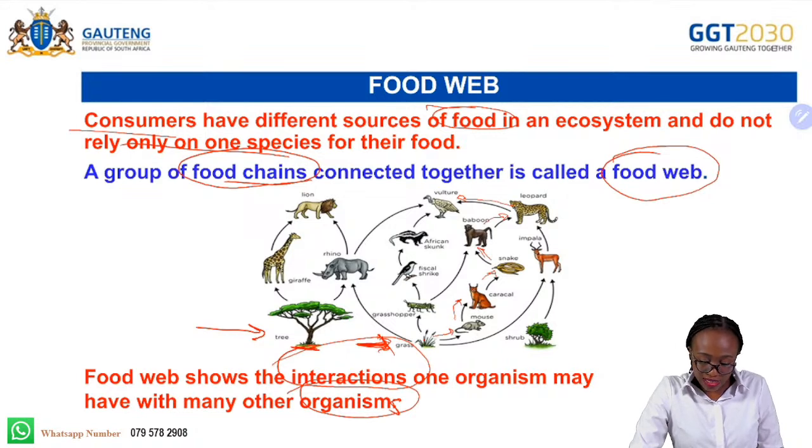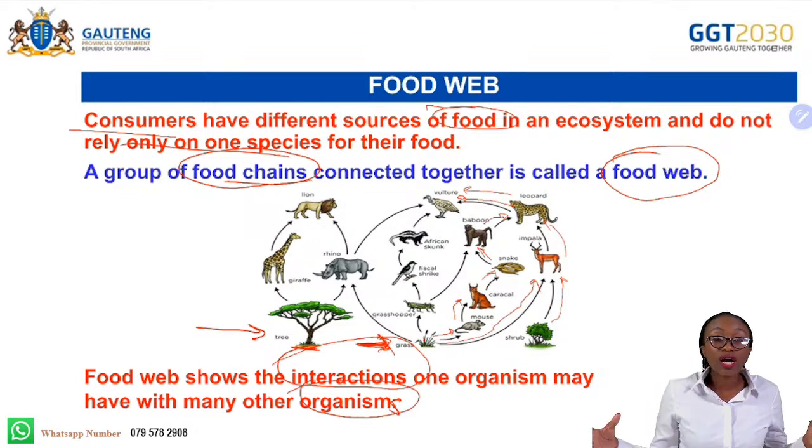Next, we've got the impala. The line goes all the way up there. So the impala eats the grass. Then the impala gets eaten by the leopard. The leopard gets eaten by the vulture. So there is another food chain. Then we have a shrub. The impala eats the shrub, and the impala gets eaten by the leopard, and the leopard gets eaten by the vulture.